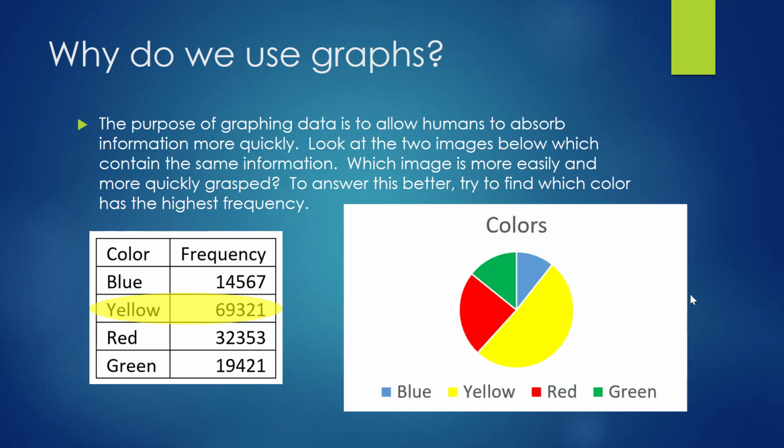Now look at the graph. Did it take you longer, shorter, or the same amount of time to figure out that yellow was the most highly represented of the colors on the graph? Chances are it was easier for your brain to process the graph than it was to process the chart. If you can imagine that instead of only having 4 rows, there were perhaps 20 or even 100 rows, then you can really appreciate how much easier it is to absorb information when it's given to us in graphical format.